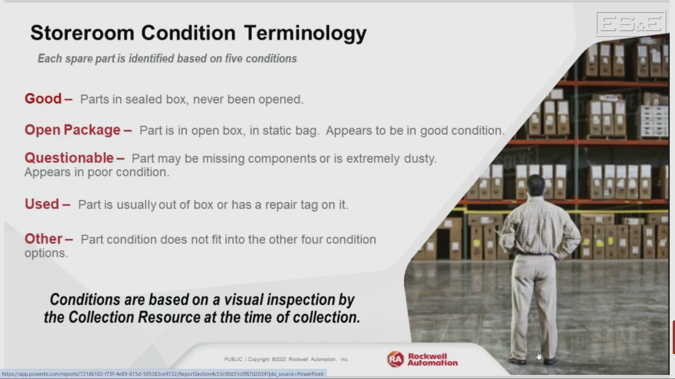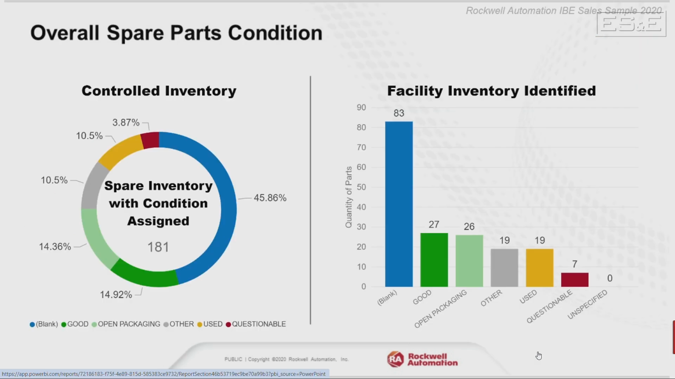And then used, sometimes you can obviously tell when it's been used, right? It may be dirty, or it looks like it's been dropped, or it's not in its box, it's not in a bag, so we'll mark that as used as well. And then other, you will hardly ever see other marked. We can typically fit it into one of those 4 other conditions. And this is a graphical illustration of that, right? So you can look and see how many were marked good, how many were marked open, used, or questionable. Blank is they didn't mark anything, but we always mark what condition each part is in.